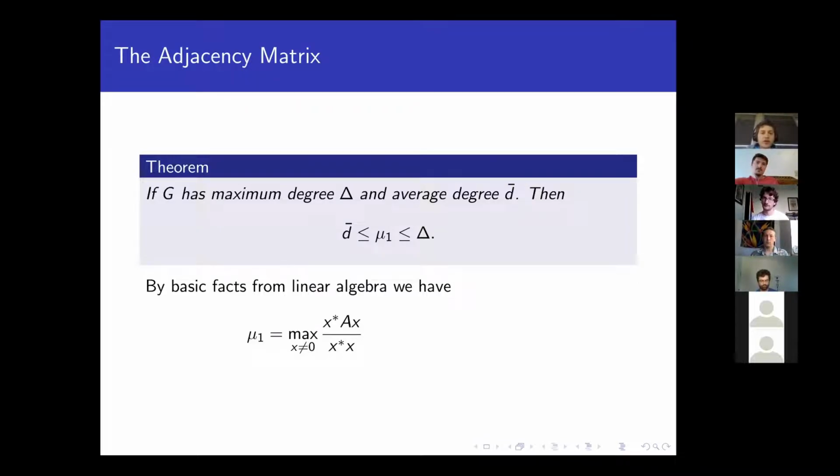First, the lower bound uses the following basic fact from linear algebra. If you have a real symmetric matrix, then its largest eigenvalue is equal to this expression here. This is known as the Rayleigh quotient or Courant-Fischer, whatever you call this. And in particular, this term is lower bounded if we take x to be the all ones vector, or any particular vector that you like. But if we take the all ones vector, you can rewrite this expression as the sum of the degrees of your vertices divided by the number of vertices. And that's just the definition of the average degree.